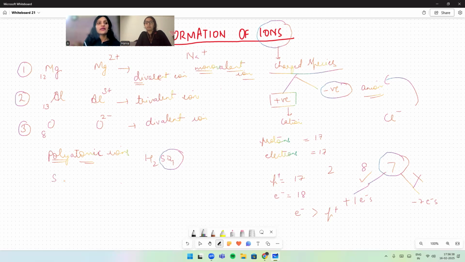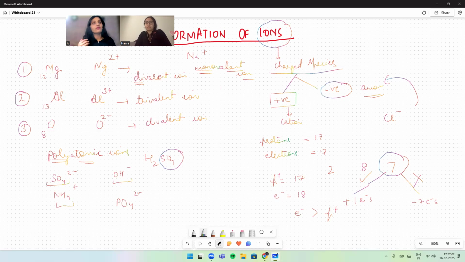Like the sulfate ion, you have the ammonium ion, right? You have the OH ion, right? This is known as hydroxyl. This is ammonium. This is sulfate. Again, we have phosphate like this. So these are polyatomic ions, right?